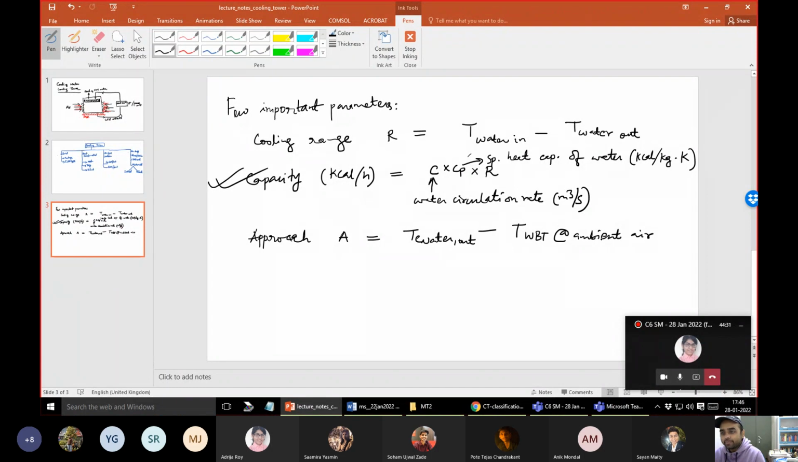But again, I said the other way around. The lower the approach, the better your design, right? But essentially, some difference has to exist. Otherwise, the rate of heat transfer would be too slow.